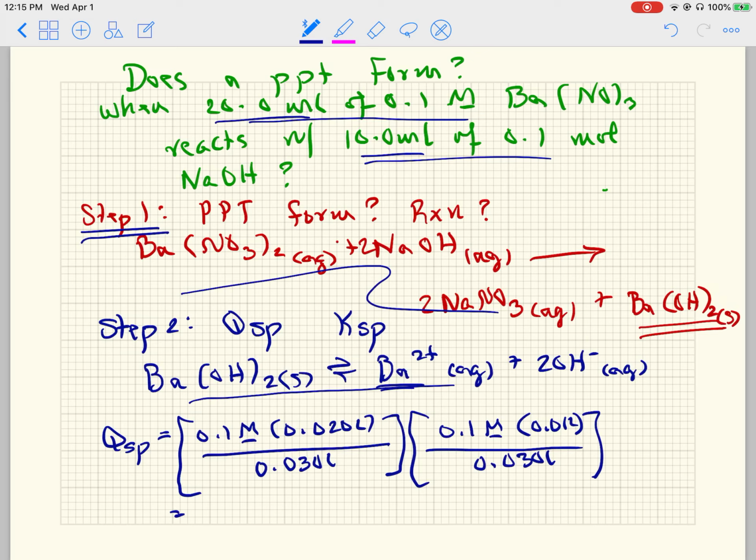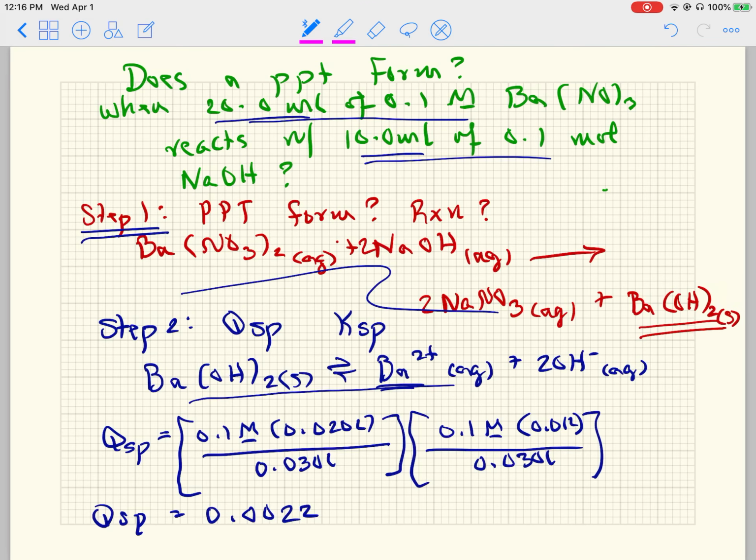So I'm going to grab my calculator. We're going to do some math. So 0.1 times 0.02 divided by 0.03 times my 0.1 times 0.001 divided by 0.03. And we end up with 0.0022. So that's my Qsp. And now we've got to compare that value with our Ksp.